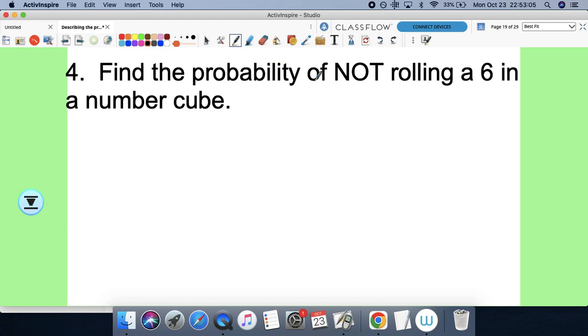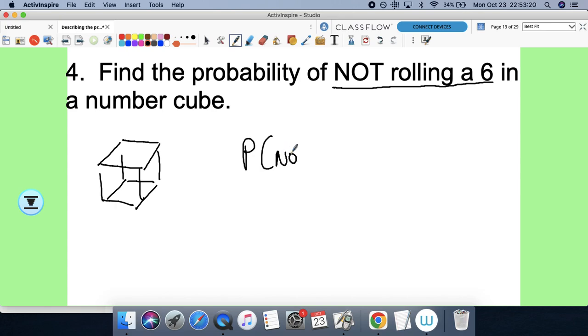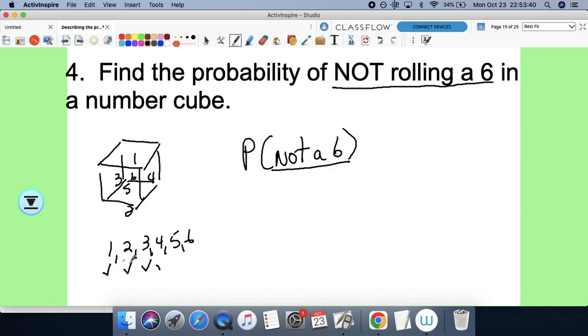Question 4. Find the probability of not rolling a 6 in a number cube. So again, here's a number cube, right? So P, probability of not a 6. There's 1, 2, 3, 4, 5, 6. What does not a 6 mean? The 1 is a yes, the 2 is a yes, the 3 is a yes, the 4 is a yes, the 5 is a yes, and this is a no.